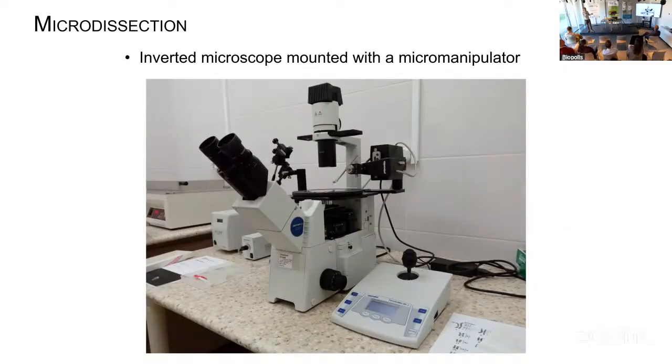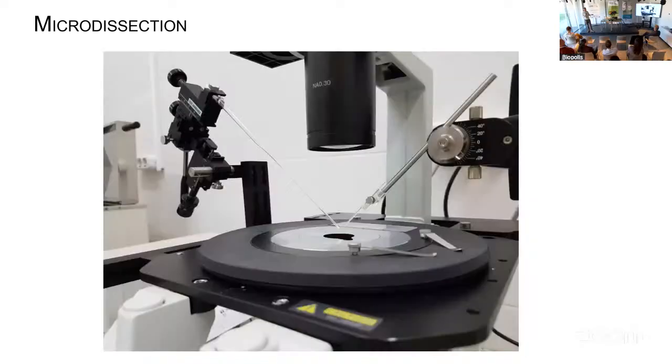This is a microdissection apparatus. This is an inverted microscope. So you have the objective down there, and then you have a micromanipulator installed on the microscope with two arms. You have a needle, which is used to scratch your chromosome, and you have a pipette in which you collect your chromosome, just like this.